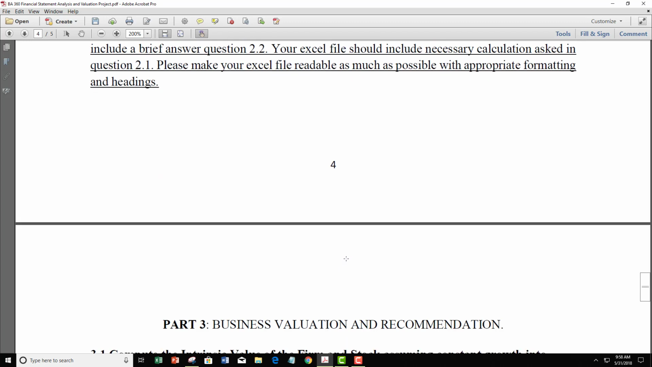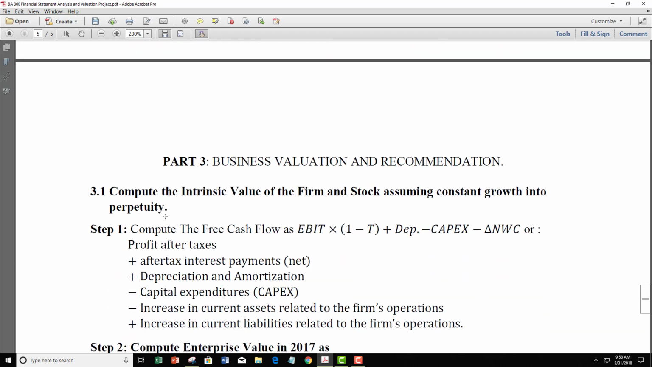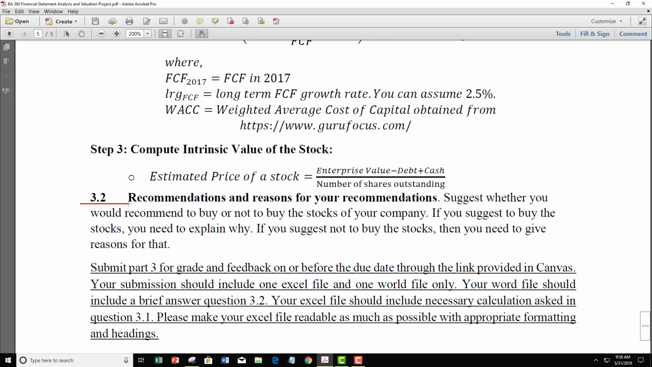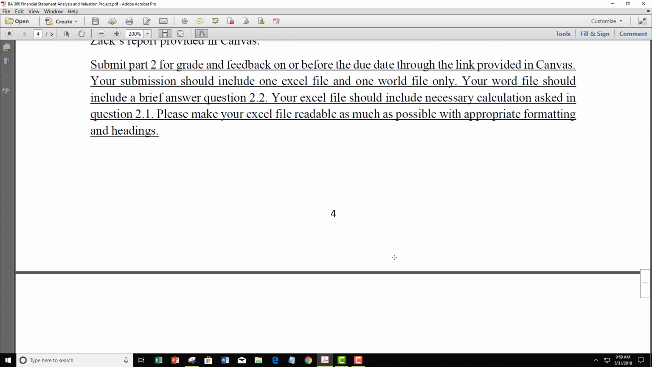In part 3, you are asked to compute the intrinsic value of a company using the discounted free cash flow model. The first question in part 3 asks you to compute free cash flow and intrinsic value, and the second question in part 3 asks you to recommend whether the HSU fund should still invest in the company that you are analyzing or should sell. So this is how this project is organized. You can do this in 3 parts.